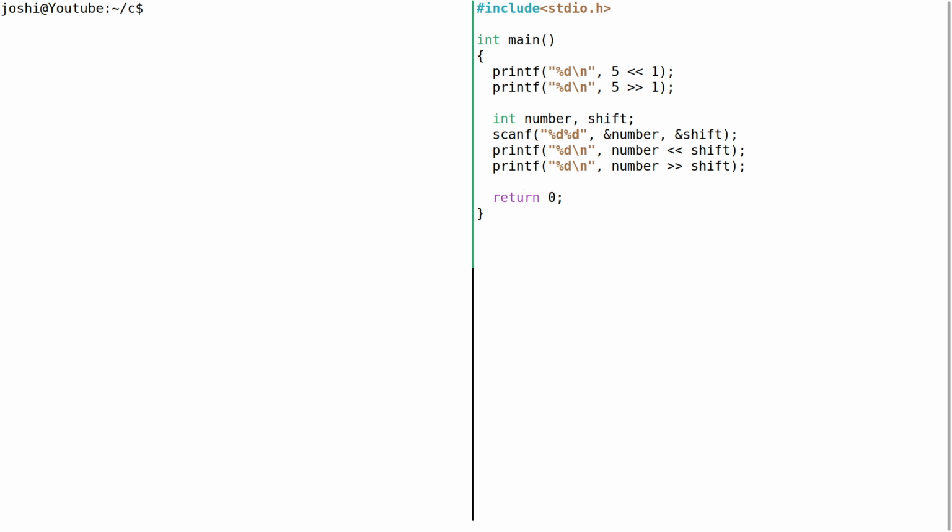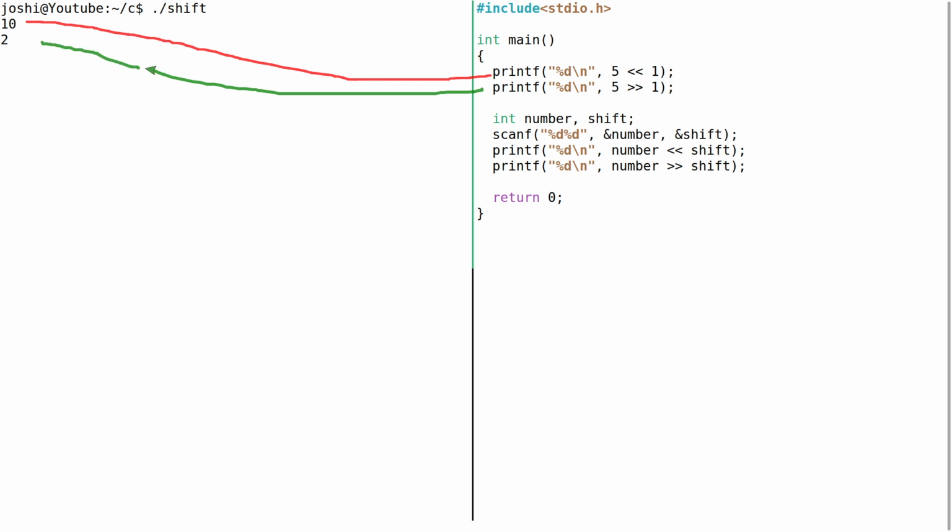So let me execute the program. Now I can see here, 5 shifted towards left hand side by 1 bit position, the number gets doubled, so it is printing 10. Now this 5 shifted towards right hand side by 1 bit position, it is printing 2. Though 5 divided by 2 should be 2.5, here it is integer division, so it will result in an integer which is 2. Now it is waiting for us.